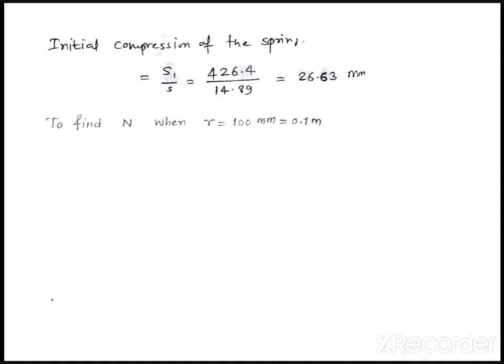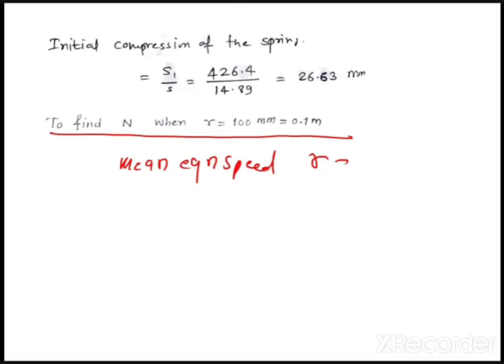Now the last part. Find out the n when r is equal to 100 mm. It means they have told you to find the mean equilibrium speed. This is case number 2, when r is equal to 100 mm. So now tell me, how will you find it?